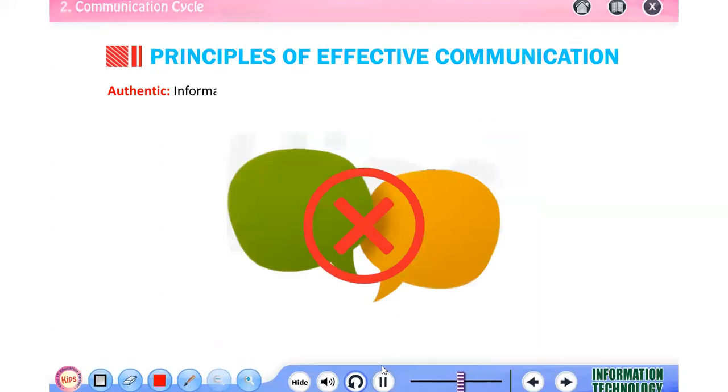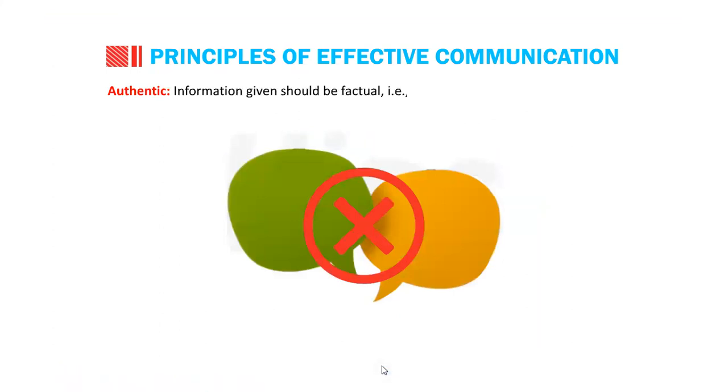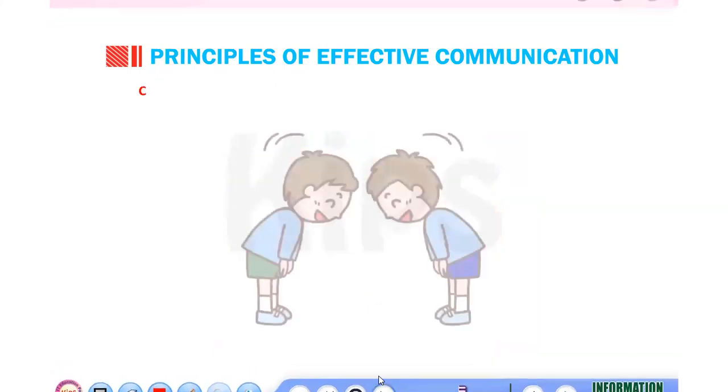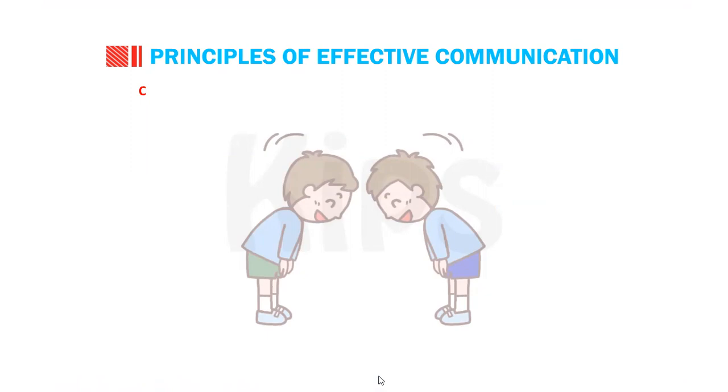Authentic. Information given should be factual. That is, it should not be misleading or false. Yes. Next point is authentic. The information which is passed from the sender to the receiver should be authentic, it should be true, and it should be to the point.